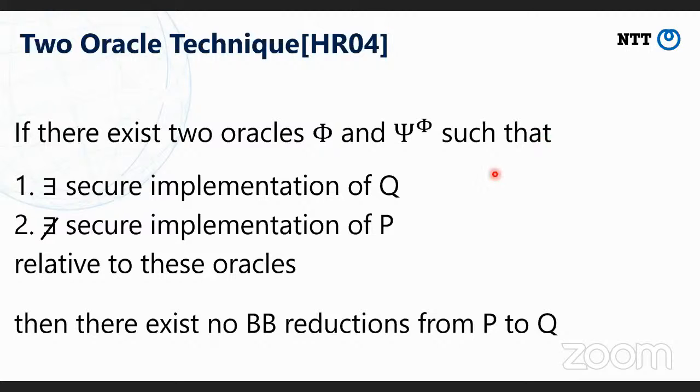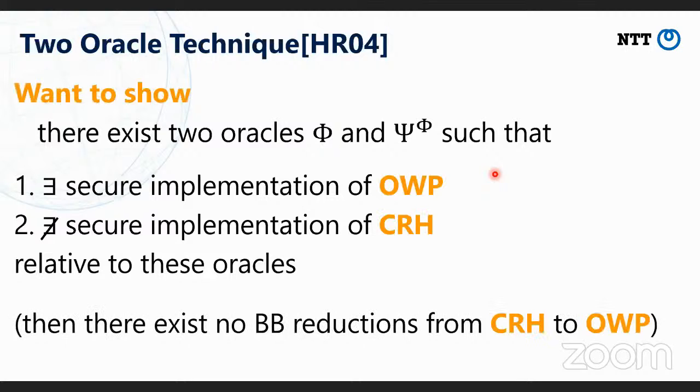Now we want to show the impossibility of reductions from collision-resistant hash to one-way permutation. So we want to show there exist two oracles, phi and psi, such that there exists a one-way permutation, but there does not exist a collision-resistant hash relative to these oracles. If we can show the existence of such oracles, then the two-oracle technique guarantees that there is no black box reduction from collision-resistant hash to one-way permutation.